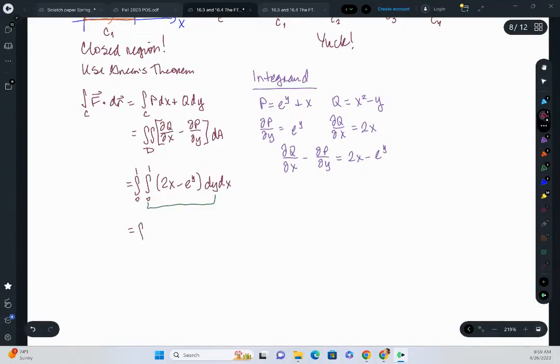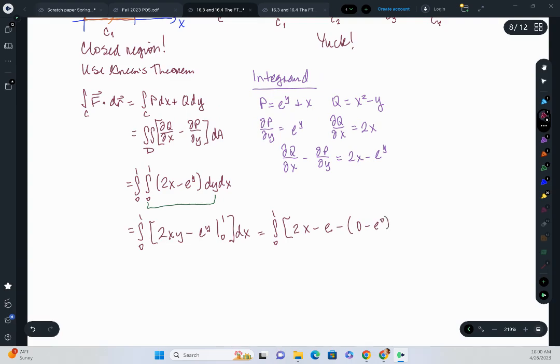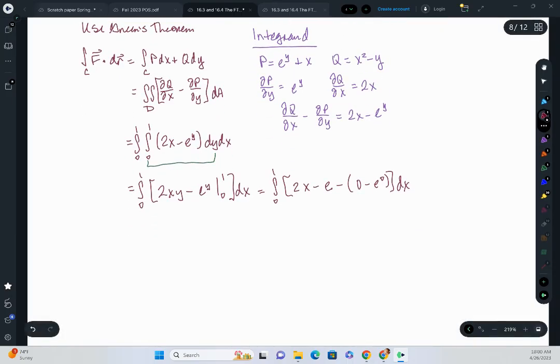And the integral with respect to y is going to be 2xy minus e to the y, and we will evaluate this from 0 to 1. Okay, I'm plugging in 1 for y and 0 for y, so this will be the integral from 0 to 1 of 2x minus e minus, in parentheses, 0 minus e to the 0, and then the dx. So I have a 2x, I have a minus e, and I'm going to get a plus 1 out of that double negative of e to the 0. So this will be the integral from 0 to 1 of 2x minus e plus 1 dx.